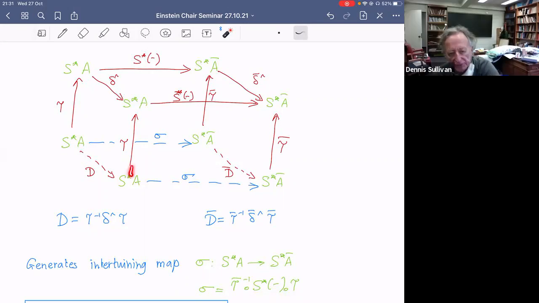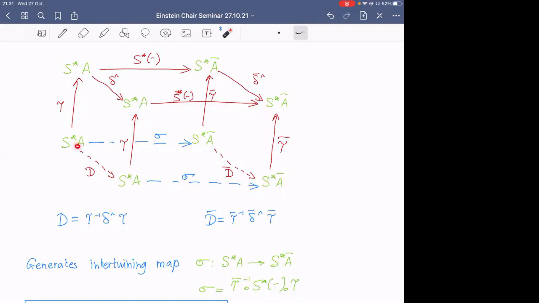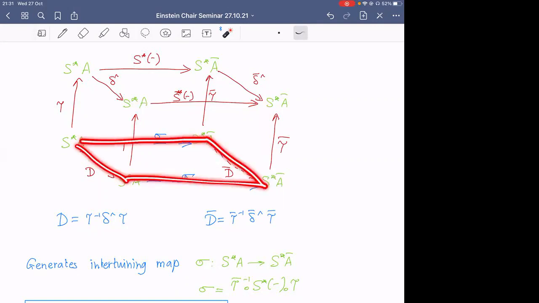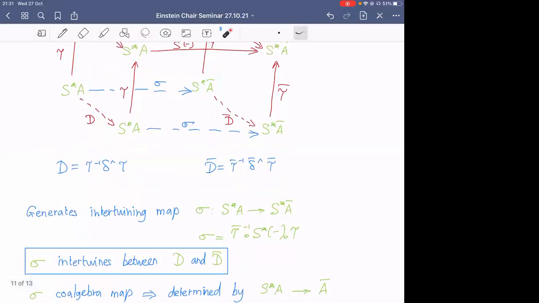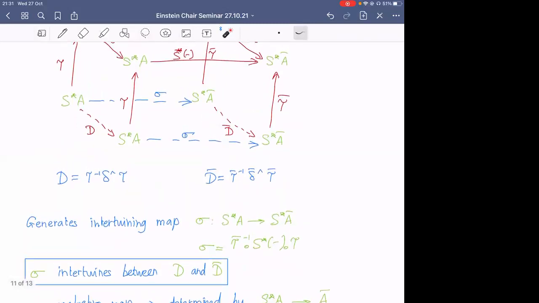So you define sigma to make the diagram commute, right? That's right. And now you look at the bottom part of the diagram, this bottom square, which now, because everything else commutes, this must also commute. And what's this telling you? This is telling you that D and D bar are related by this intertwining map sigma. Okay, so that sigma intertwines between D and D bar.